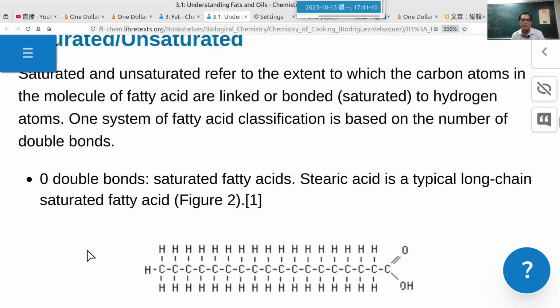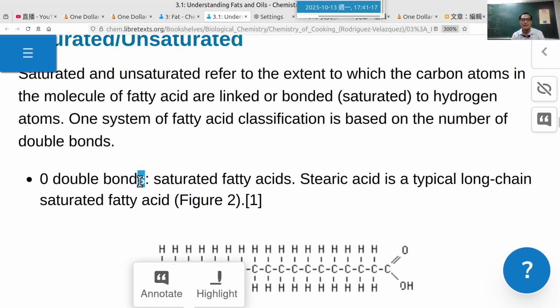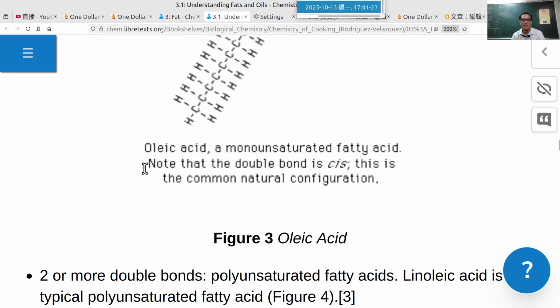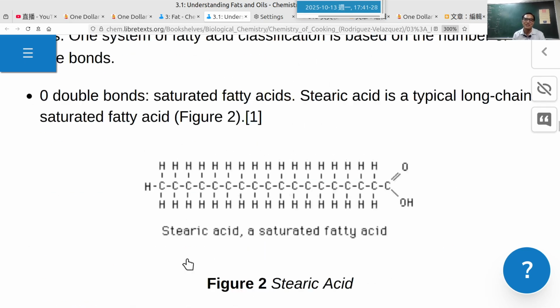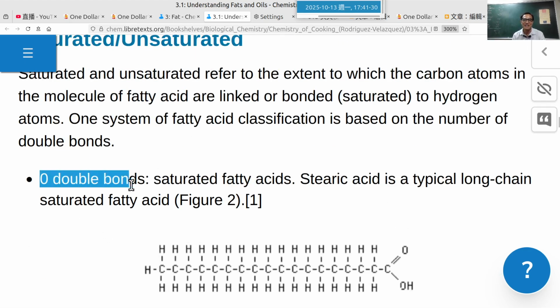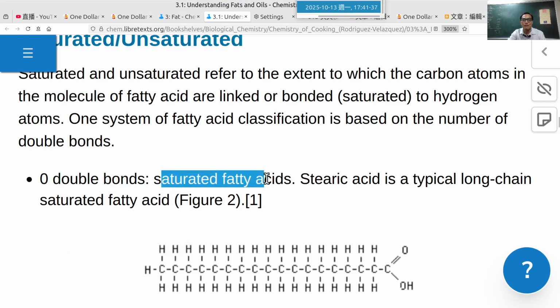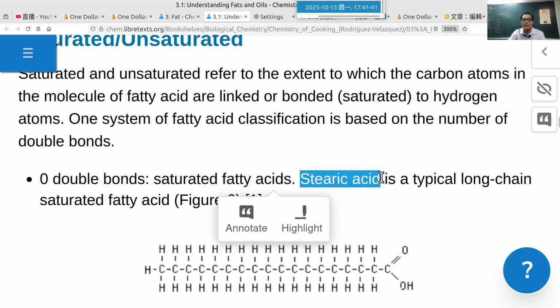0 double bonds. See, it's very weird here. 0, but the bonds is in plural. 1, that's single, so it's no S after bond. 2 or more is plural, not singular. So it's very interesting. So what does it mean? 0 is singular, or 0 is plural. Okay. 0 double bonds, saturated fatty acids. Stearic is the typical one.